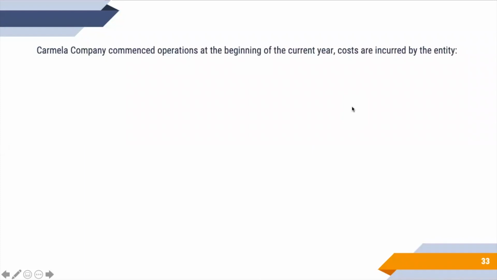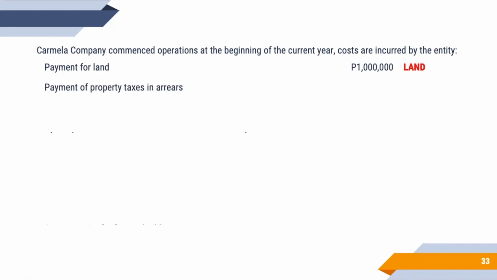For example, Carmela Company commenced operations at the beginning of the current year. Costs are incurred by the entity. First, payment for land, 1 million pesos. So saan natin to ika-capitalize? Of course, sa land. Next, payment of property taxes in arrears, meaning unpaid taxes before. 40,000 pesos, capitalized sa land. Title search and insurance, 50,000, sa land din siya.